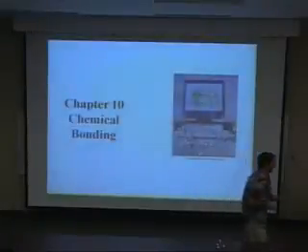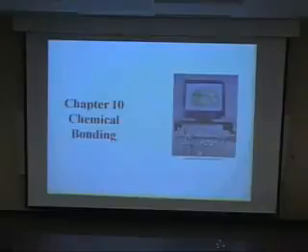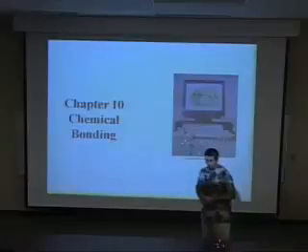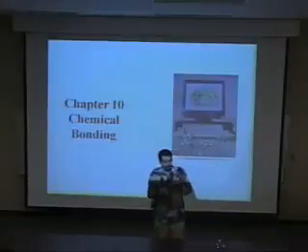Now that we have taken a look at electron configurations, seeing how things are stacked up, and I talked about valence electrons, we're now going to see how those interact with one another to form the different kinds of compounds that we've been talking about.